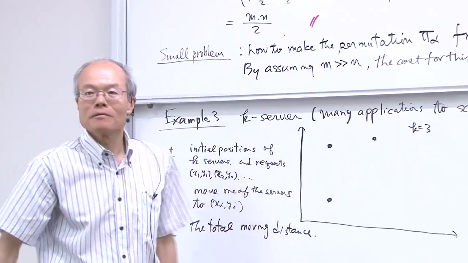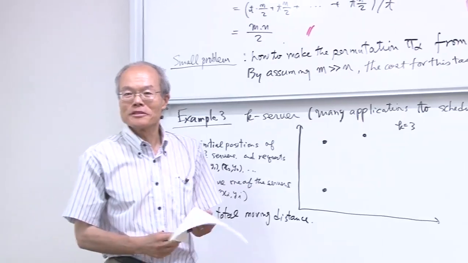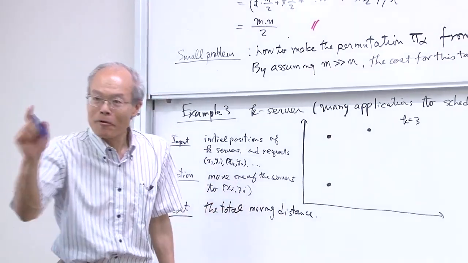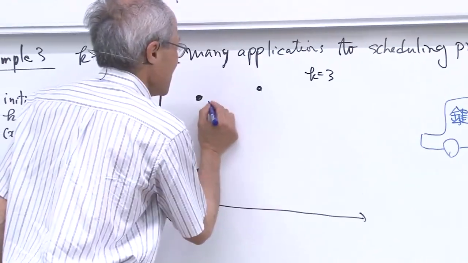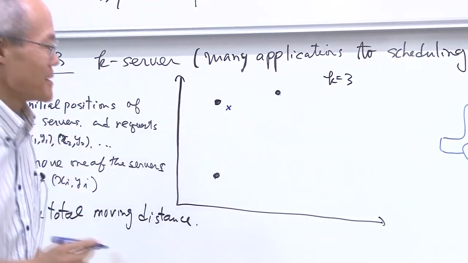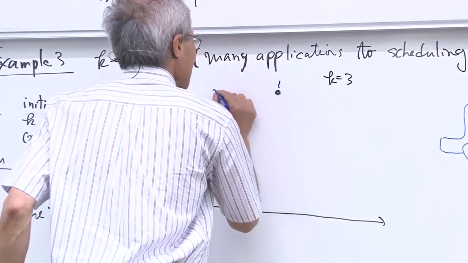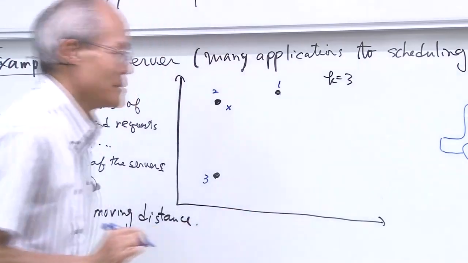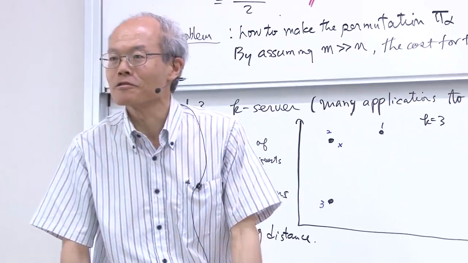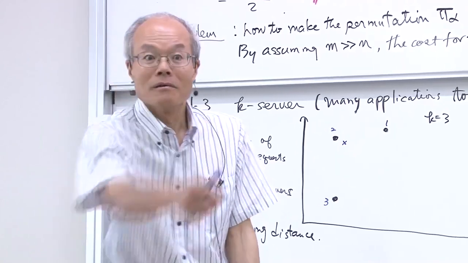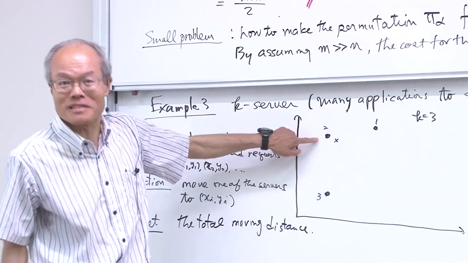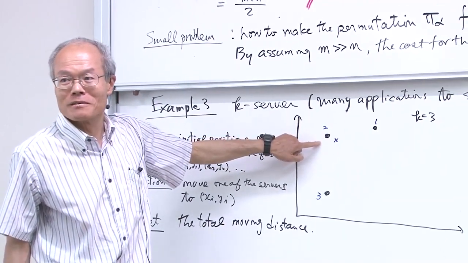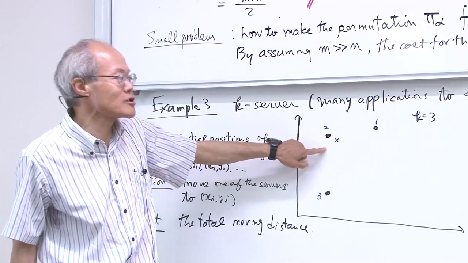Now, this initial position with servers. Suppose that the first request comes here. This is server 1, server 2, server 3. So what is the algorithm? Which server would you move? Server 2, exactly. 2 is closest. So this is the most natural algorithm.